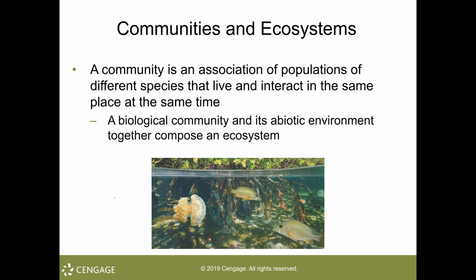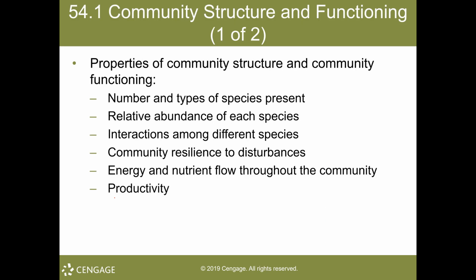In this chapter, we will focus on living communities and explore some of the challenges in understanding common patterns and processes that govern communities. The abiotic components of ecosystems, including energy flow, trophic structure, nutrient cycling, and climate, are considered in the 55th chapter. Now let's get to community structure and functioning.